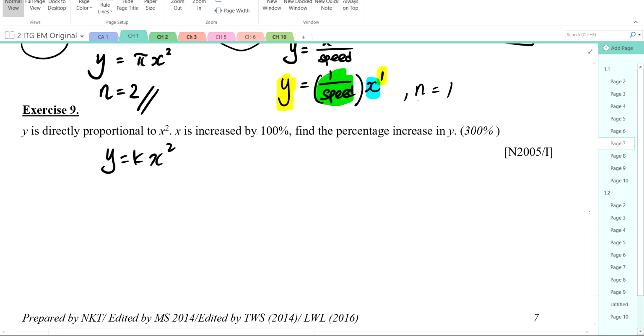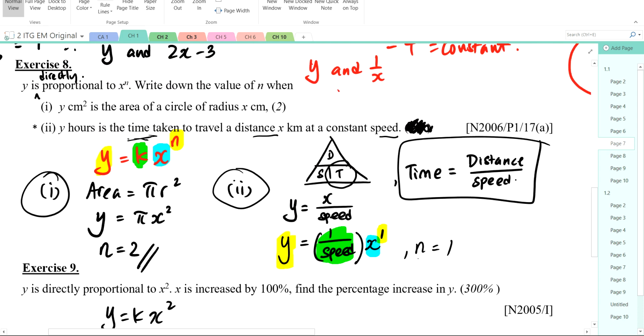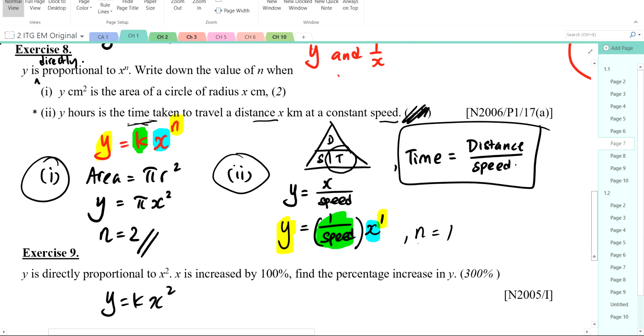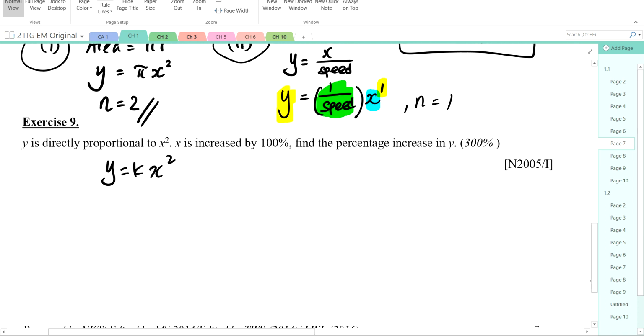Oh, earlier on there was an error in the answer. So this one, that's why I cancelled it off. They put -1. It should have been 1. Okay? So back to exercise 9. Y equals kx squared. Do you have any clarifications required for this equation? No? Really understand it fully? Okay. Now the next sentence.